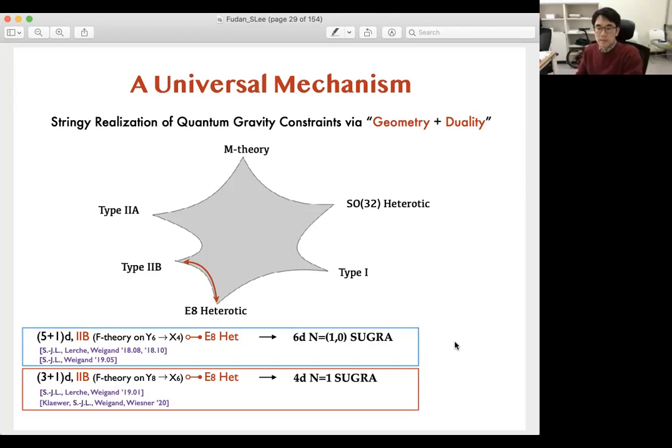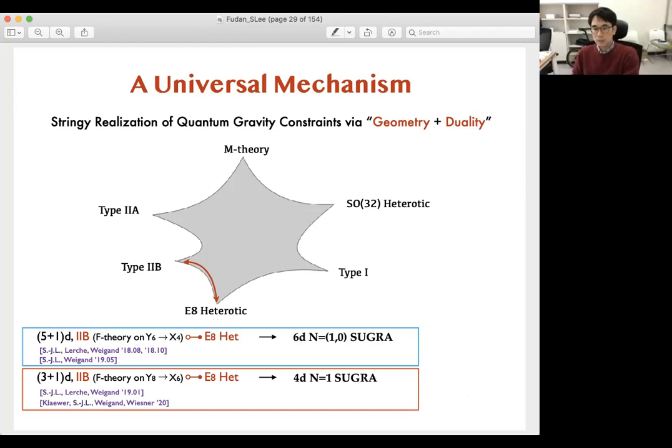And this way, we will also be able to clarify some of the genuinely new features in four dimensions, where we only have four real supercharges. So that's the end of my long introduction slash motivation. Let me now start making this story more precise by getting into some of the details.